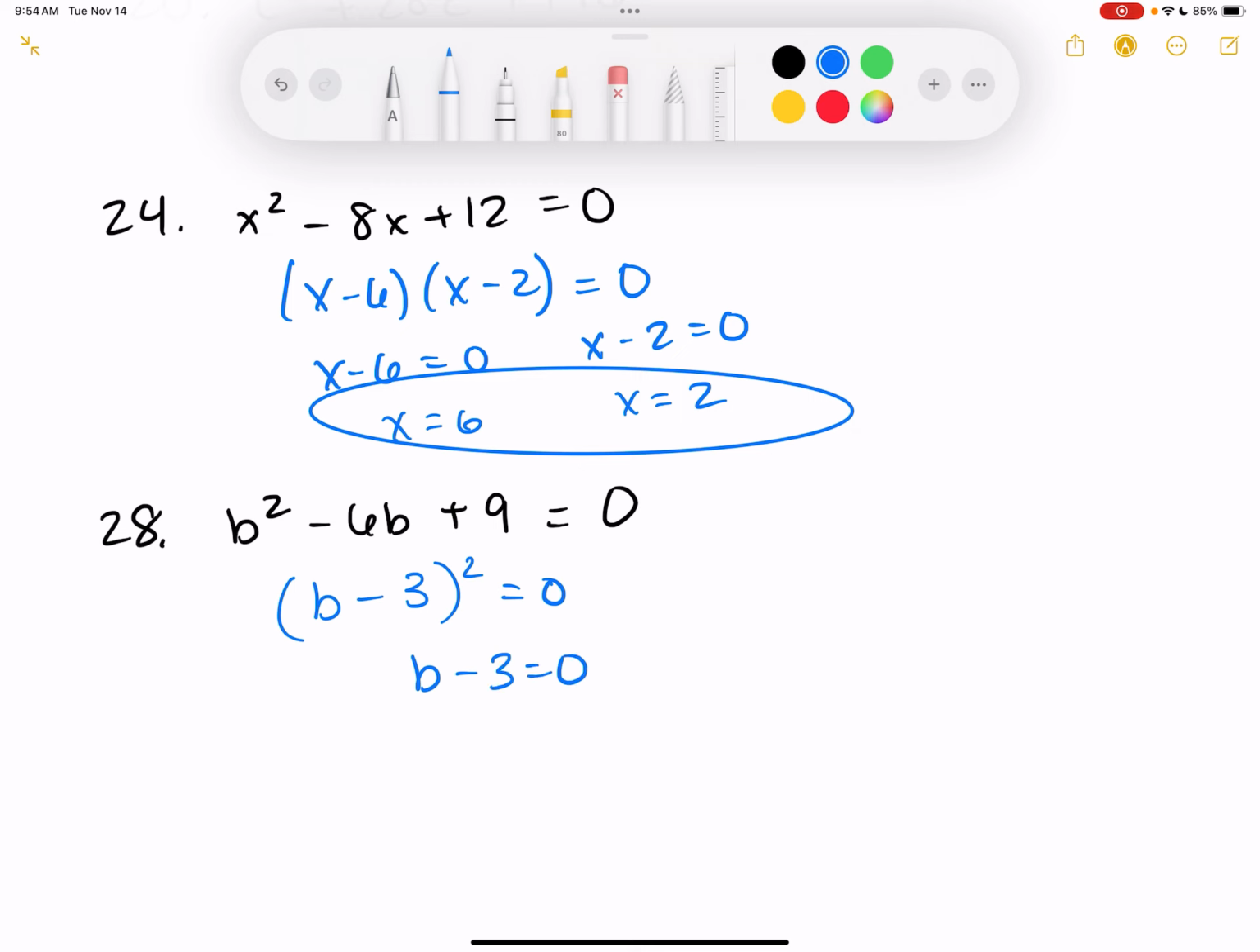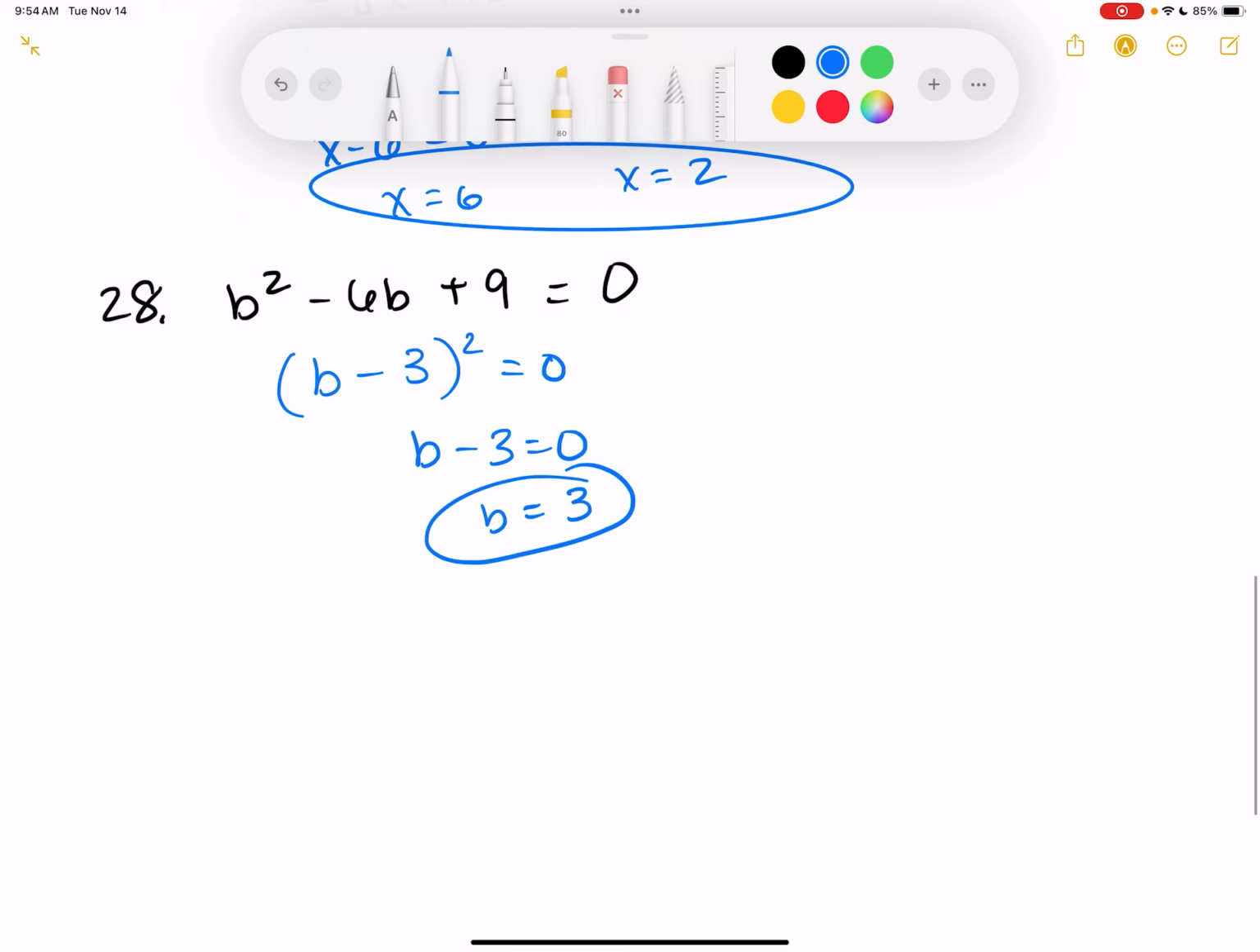or b equals 3. Okay, now what you will learn when you get to pre-cal, so I'm going to give you a little bonus information here, is that this zero has a multiplicity of 2, just meaning that it occurred twice. That's all that tells you. All right, one more and we will be done.